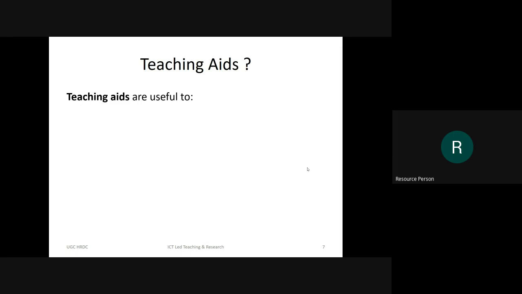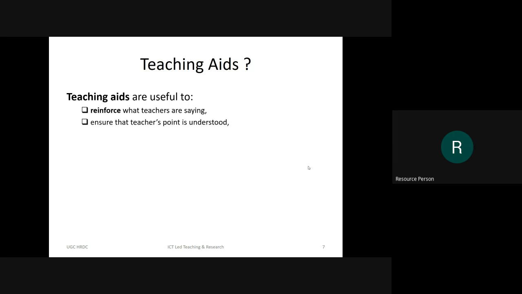Now, teaching aid is not something new. Teaching aid is a very, very old concept. It used to be there when we were students, all right? But at that time, teaching aid was overhead projectors, right? But now we have so many other things. We have a smart classroom. We have a digital whiteboard. We have so many other teaching aids.